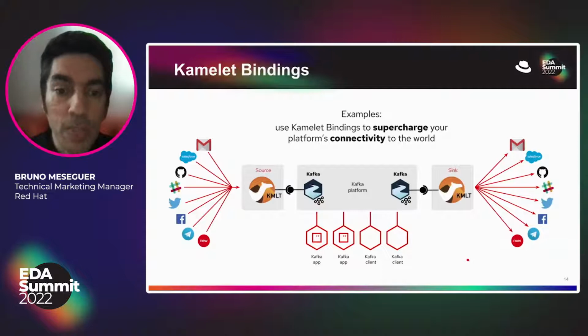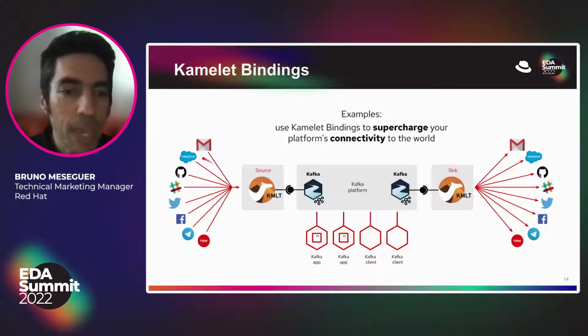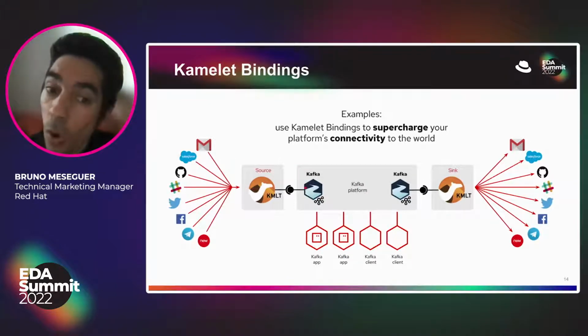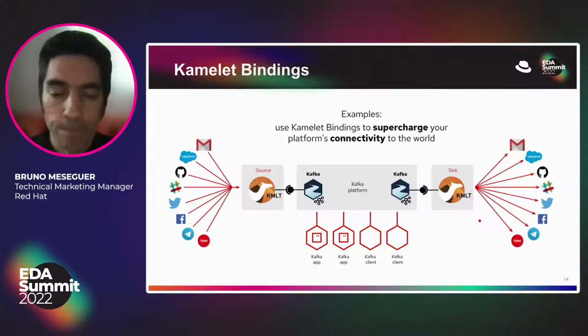Here is another example, but in this case, we are binding the Camlet to a Kafka platform here in the core. And we see that this Kafka platform has many Kafka applications that are consuming events from the platform, or other Kafka clients that are pushing events to the platform. So we can really pick any of these sources and then ingress all this data flow into the platform. And in the same manner, we could bind the sink and then consume events from the Kafka platform and push those to Salesforce or to Slack or to Telegram, whatever.